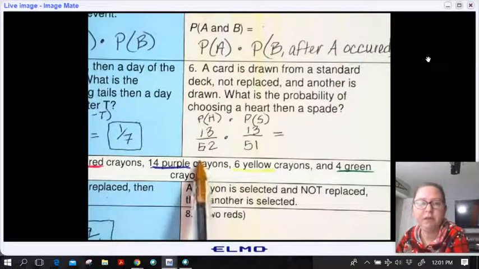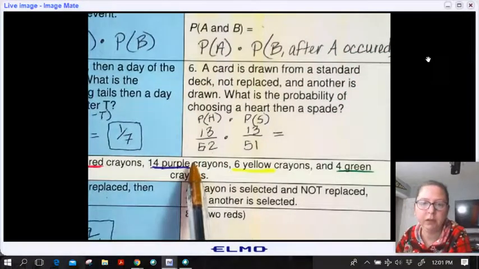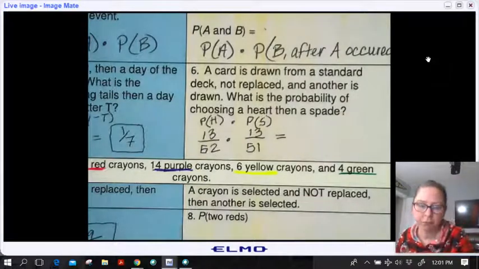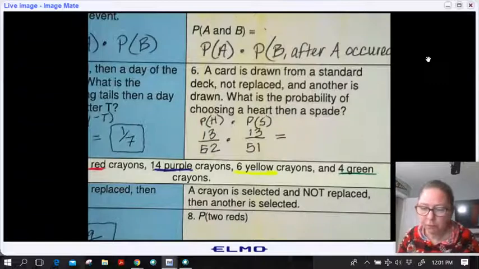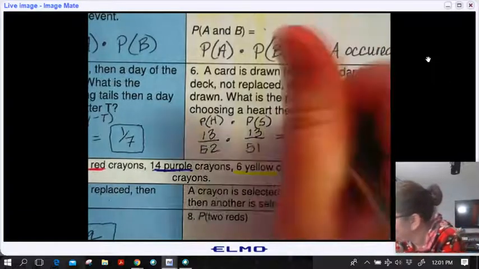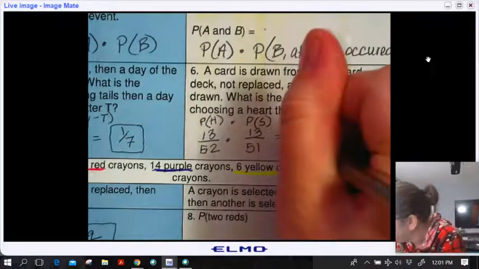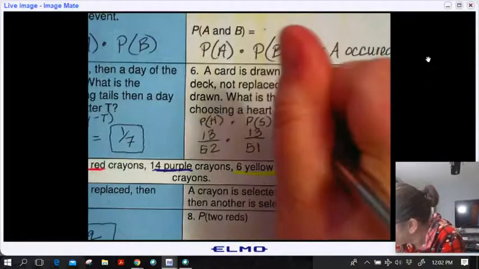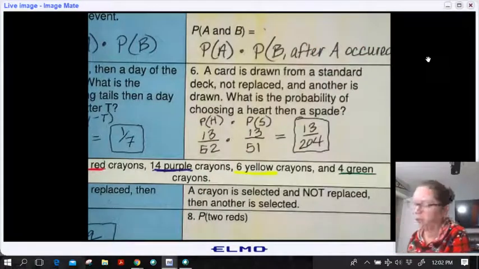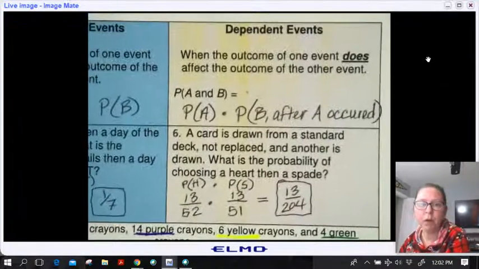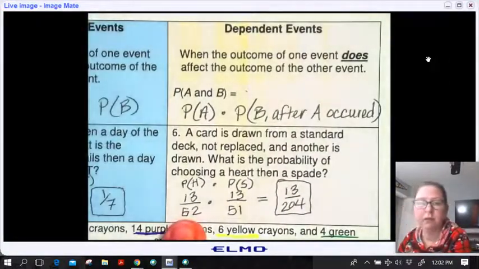So that is the difference. The total is what changes when you do not replace the card or do not replace the marble. And so if I multiply this and simplify it, I'm going to get 13 over 204. So that is a dependent event where what I did first is going to affect what happened next because I no longer have 52 cards in the deck.